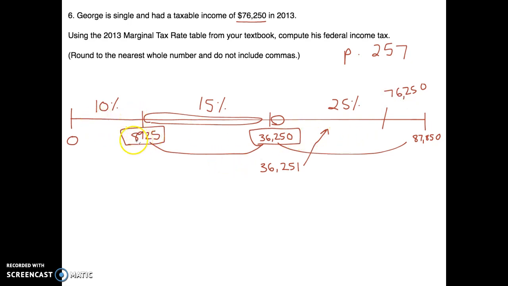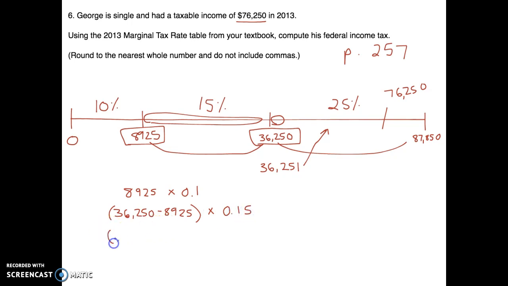So let's calculate the 10% first. Well, we know we're making between 0 and 8,925. So we're going to take 8,925 and we're going to multiply that by 10%. So 0.1. And then the next one, to calculate what we're going to do in the 15%, we've got to take 36,250 and subtract that 8,925 because we've already paid taxes on that. And then the amount in that range is what we're going to pay 15% on. So multiply that by 0.15.